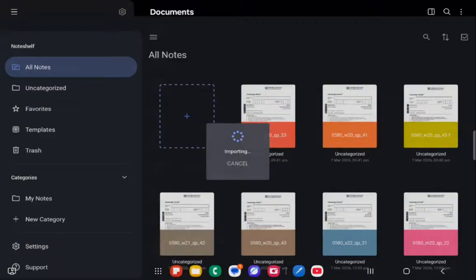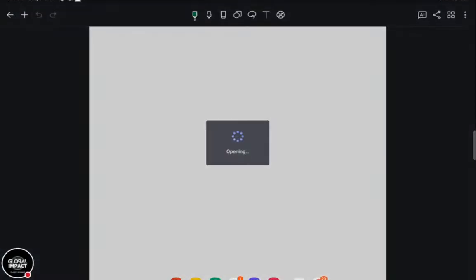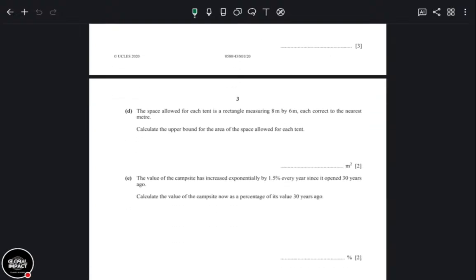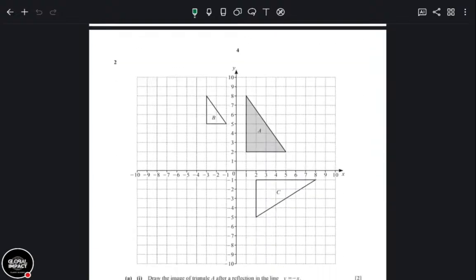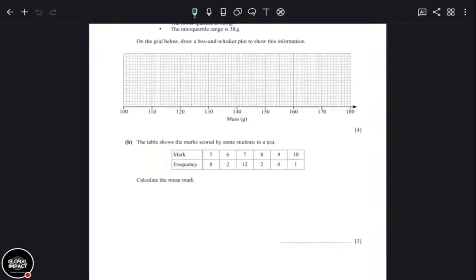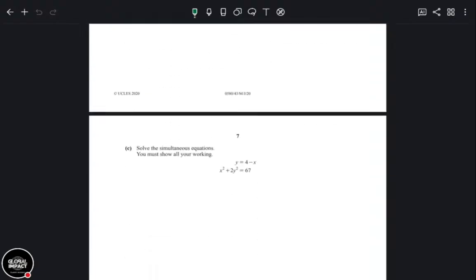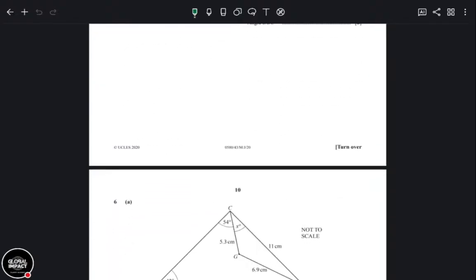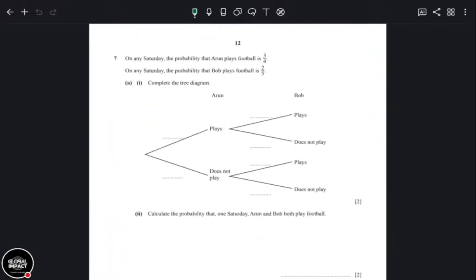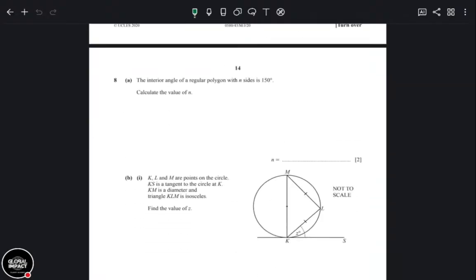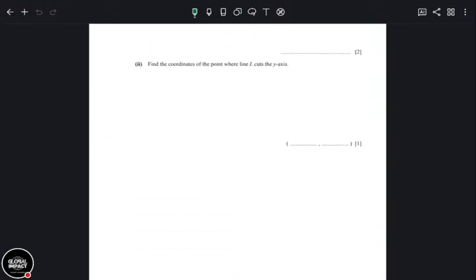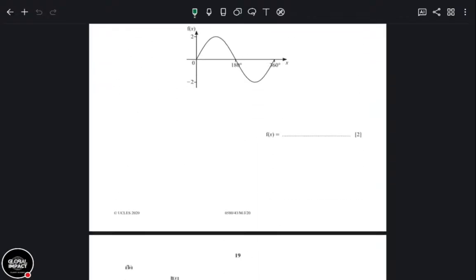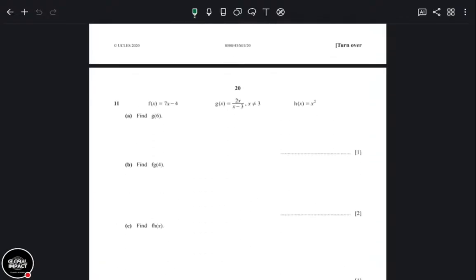Okay, let me do paper 4-3 for major. Paper 4s are the ones that usually have functions. And when it comes, it will be A, B, C, D.